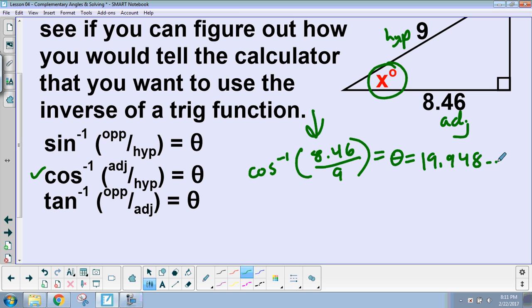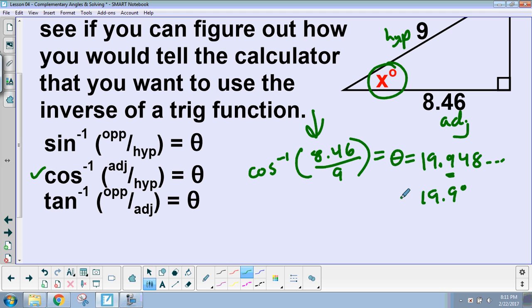19.9. When you're rounding degrees, you just go to the first decimal place, the tenths place. That 4 is not going to round that 9 up, so it'll be 19.9 degrees. Now granted, that's really close to 20, so I'm going to argue that we got what we're supposed to, which is 20 degrees.